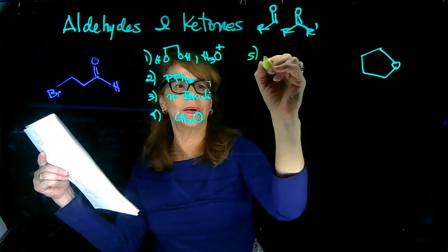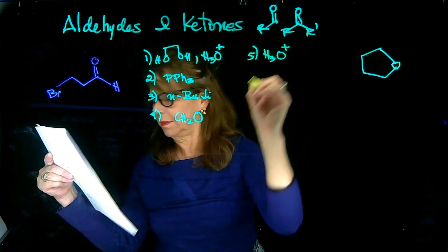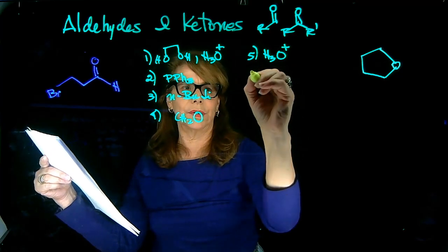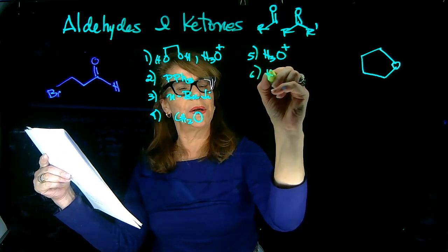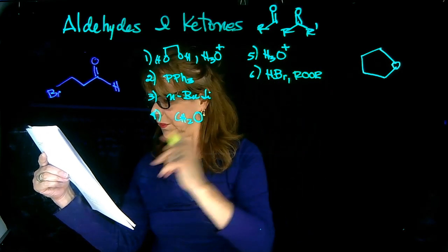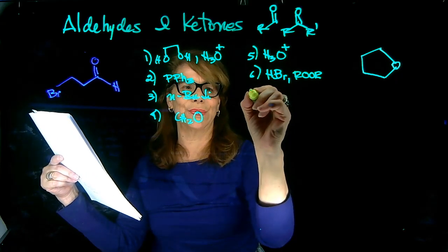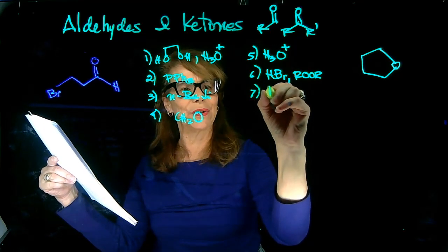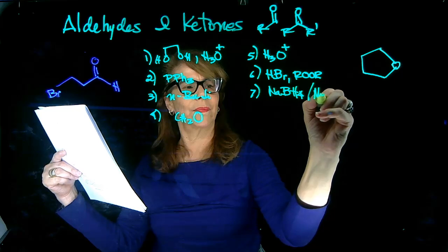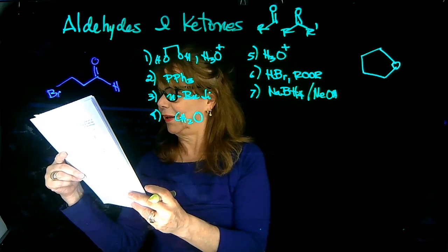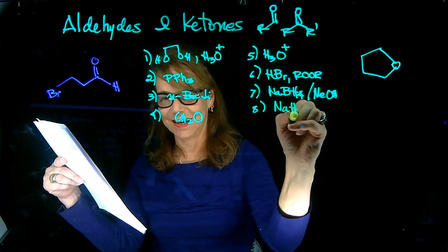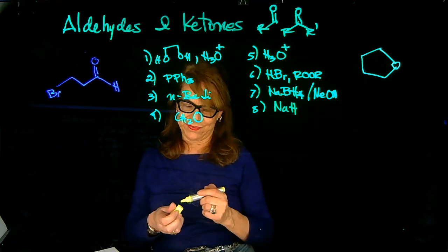Reaction number 5, I have acidic conditions. Then I'm going to do HBr and peroxide. Then number 7, I'm going to be using sodium borohydride in methanol. And reaction 8, I'm going to be using sodium hydride. So let's get to do all of that.